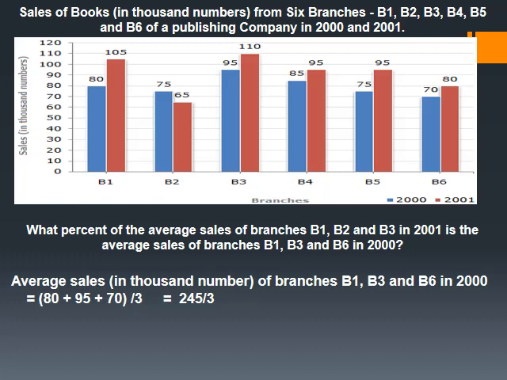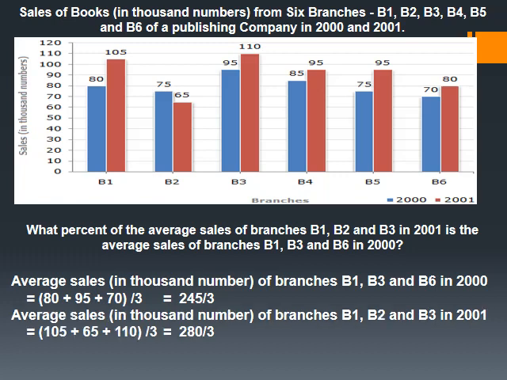Let's first take the average sales of branches B1, B3 and B6 in 2000. Look at B1 in 2000, it is 80, B3 in 2000 is 95, and B6 in 2000, which is the blue color, is 70. So we add all this and divide by 3 because we have to find the average. Whenever it's an average, you add all of them and divide by the number of items. Here we are specifying 3 branches, so divide by 3. So that is a number.